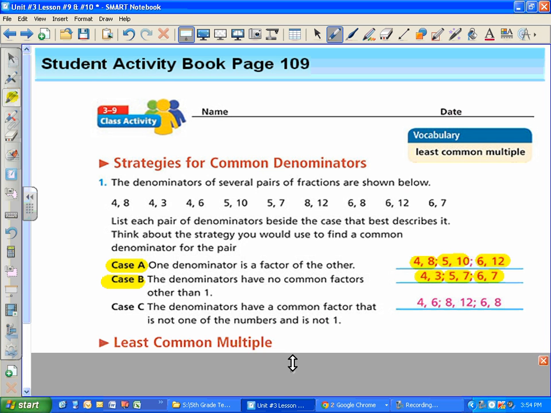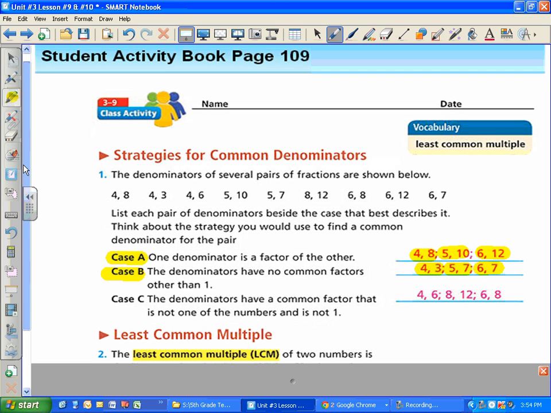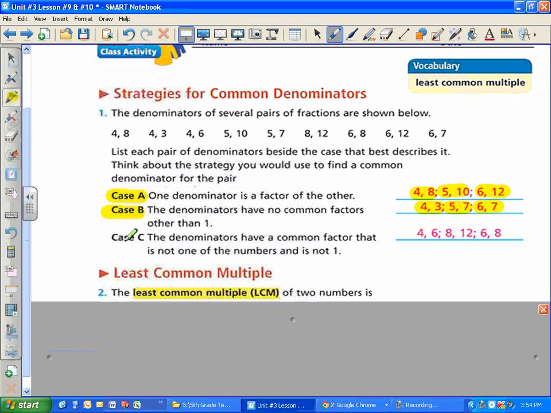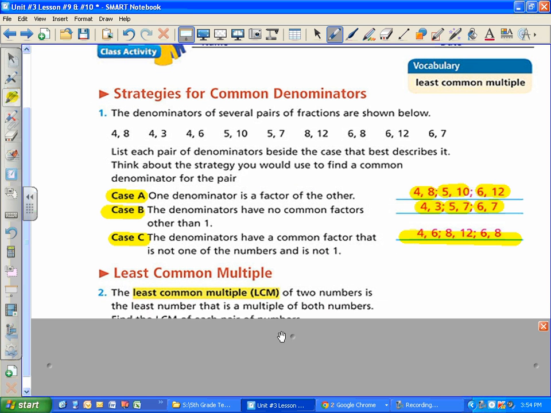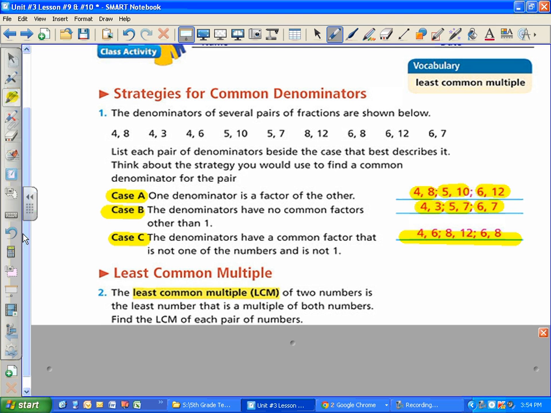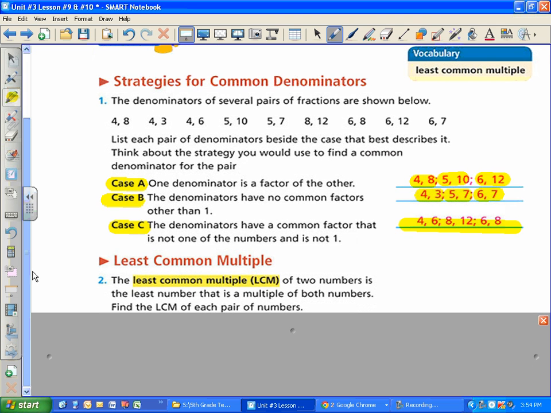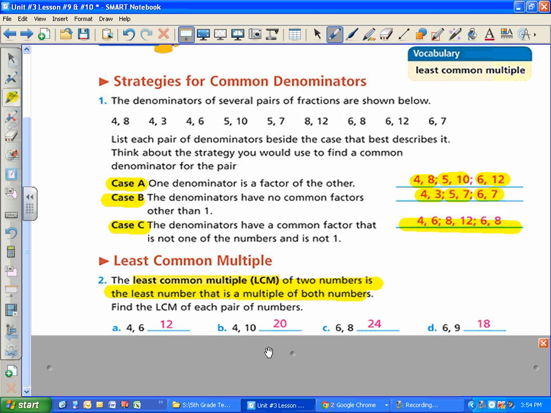Then it goes on down below in problem number 2. Go ahead and copy this down, by the way, sorry. The least common multiple of two numbers is the least number that is a multiple of both numbers, and then it wants you to find the LCM of each pair. So there's your definition. We'll copy it in a little bit here. Let's look at this first set here: 2A, 2B, 2C, and 2D.